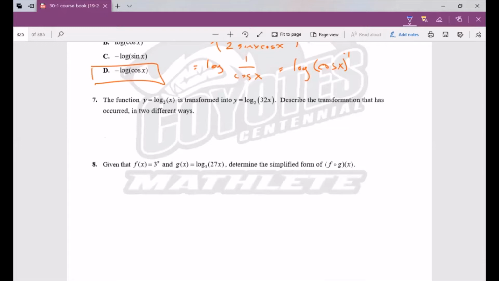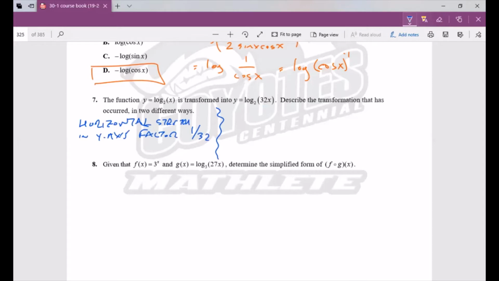The more apparent one is to call this that x has been replaced with 32x, therefore it is a horizontal stretch, with a stretch factor. This is where we have to be careful in here. This is a horizontal stretch, so the factor is the reciprocal of that b value. So it's a stretch factor of 1 over 32. There's the clearer one.